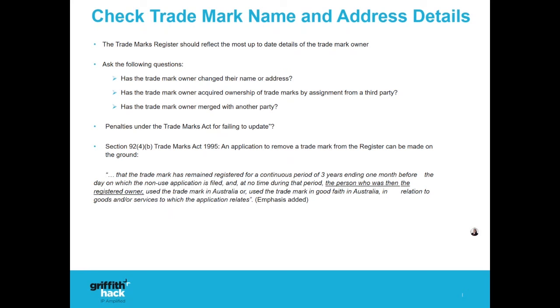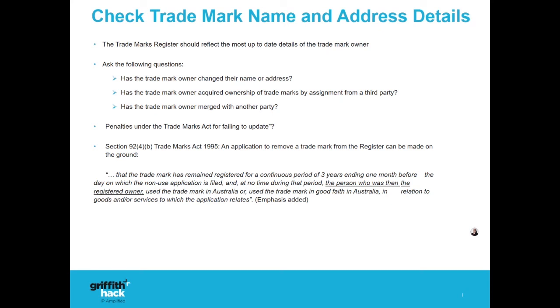There are no penalties in the Trademarks Act for failing to update. But one of the issues that you could have, for example, is, let's say you bought a trademark from a third party, it was assigned, there's a contract to say it was assigned, but you never updated the register. And then a third party applies to remove that trademark for non-use.